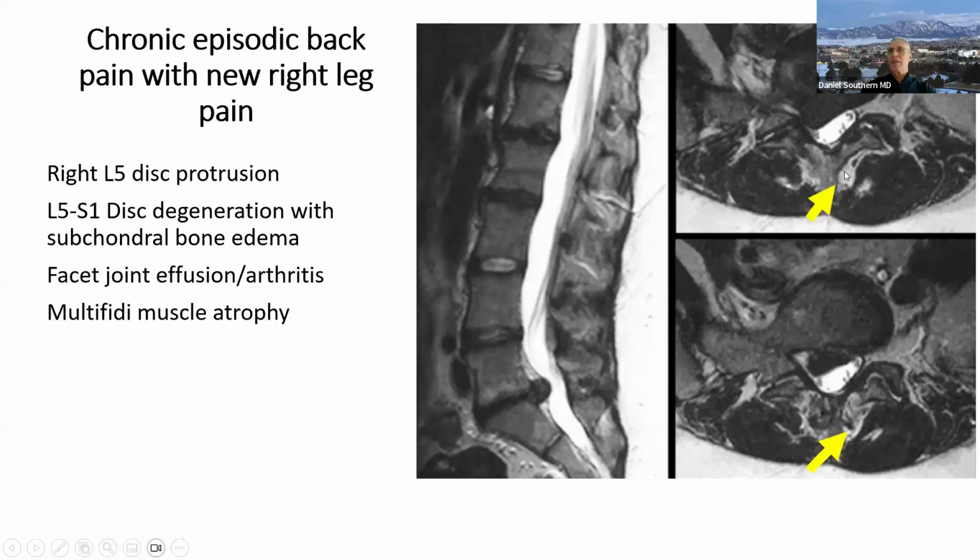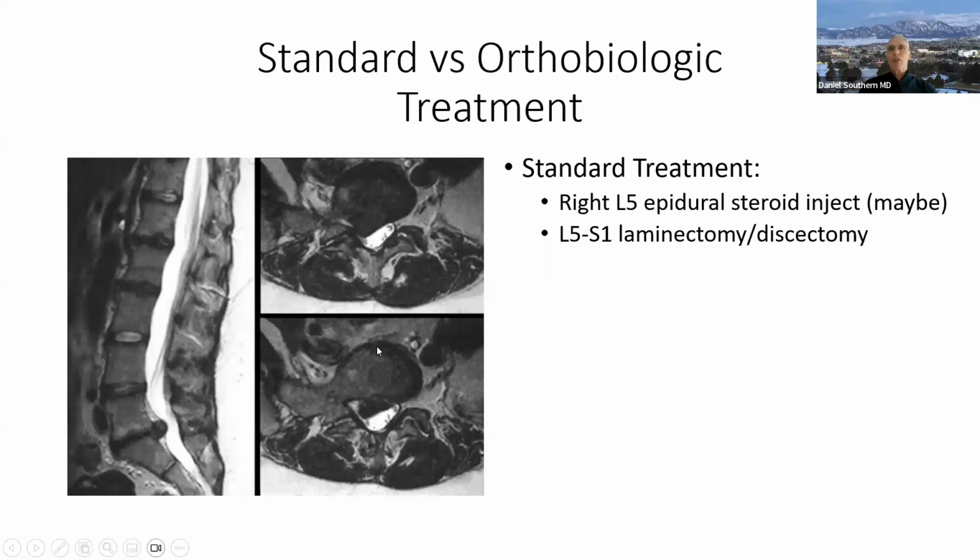What else do we see? Oh, look at that. There's white where there should be red. This should all be muscle. And there's some atrophy of the multifidi. You can see a little faint dark piece there. That's a remnant of the multifidi muscle. So we've got to get the multifidi stronger. So how are we going to treat this?